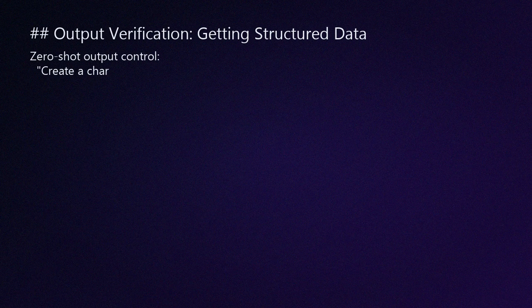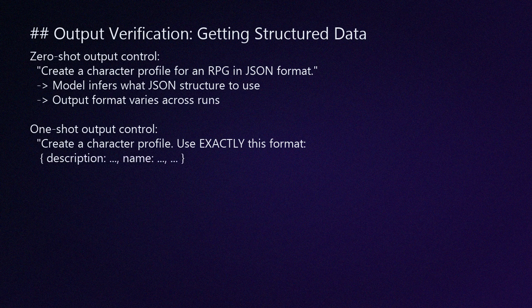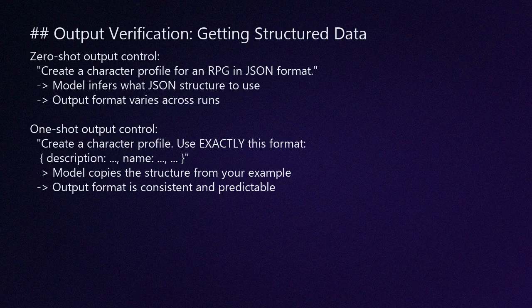So far we have been working with freeform text responses. But many real applications need structured output, JSON for an API, a specific format for a database, a template for a report. This is where prompt engineering and output verification intersect. The simplest approach is to ask for the format explicitly in the prompt.